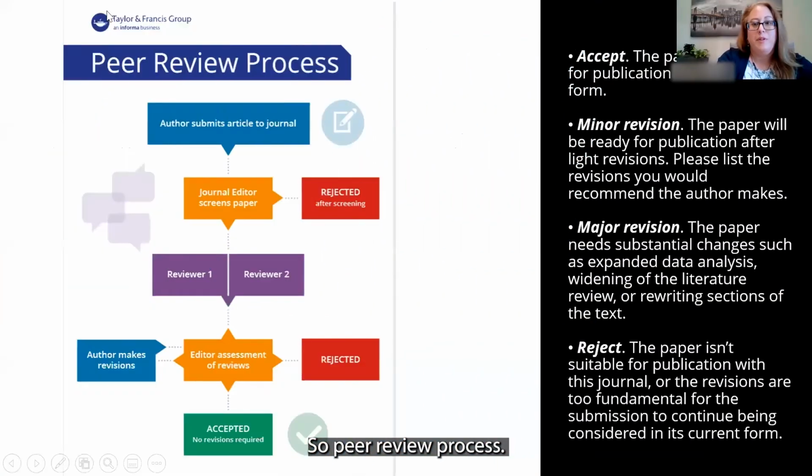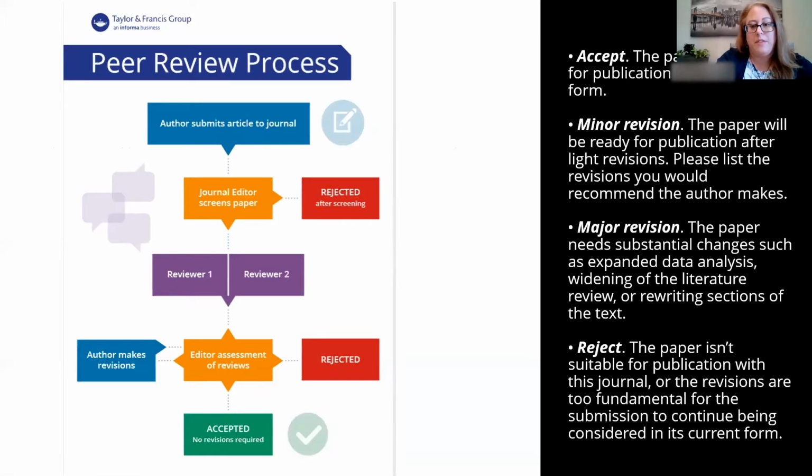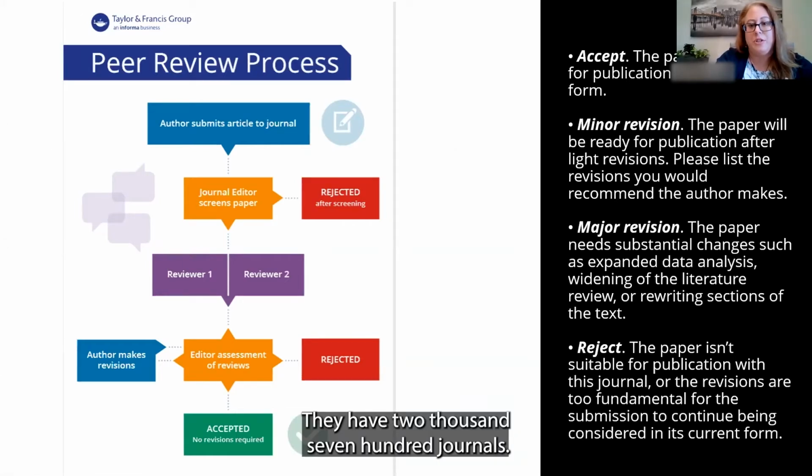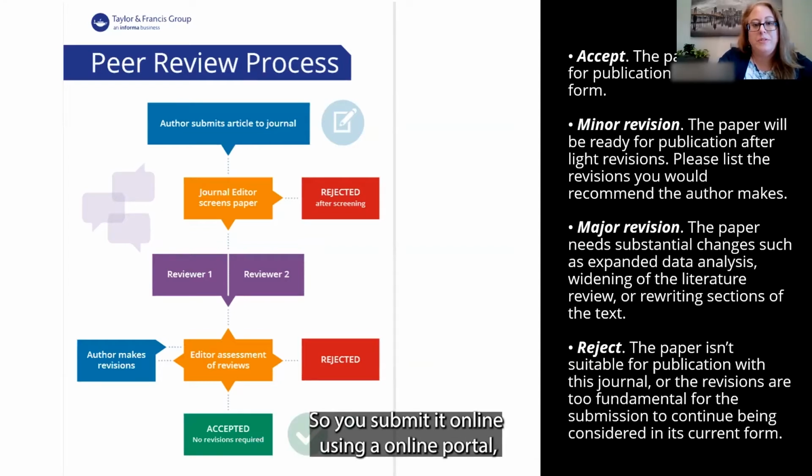So, the peer review process, right? Taylor and Francis is one of the largest social sciences publishers. They have 2,700 journals. And this is an example of the flow of the peer review process, right? You submit it online using an online portal, and then the journal editor screens it.